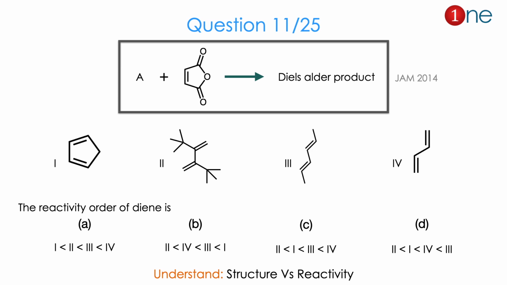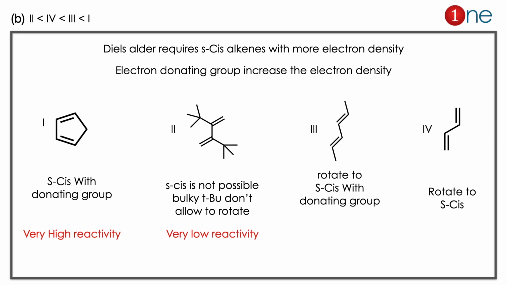So from the question to products, you might realize the question is really about structure versus reactivity. The answer is B. Let us see how. Here also the same fact: you have to have the S-cis form with less steric effect. One will be the best one because it has less steric hindrance and a very rigid S-cis configuration. If you look at the two, it is trans as well as sterically hindered. It will not convert into S-cis.